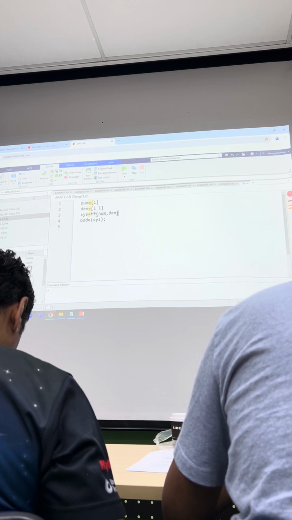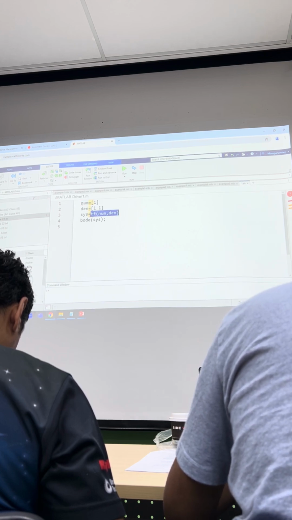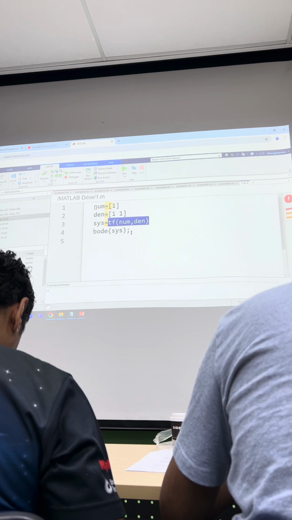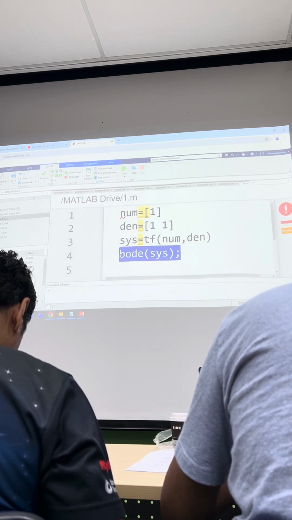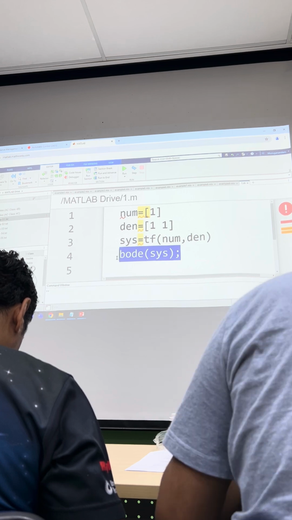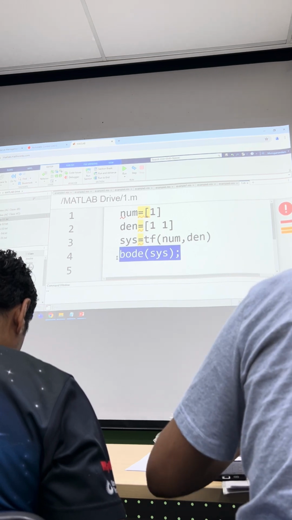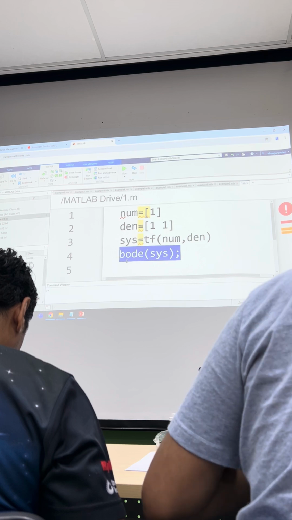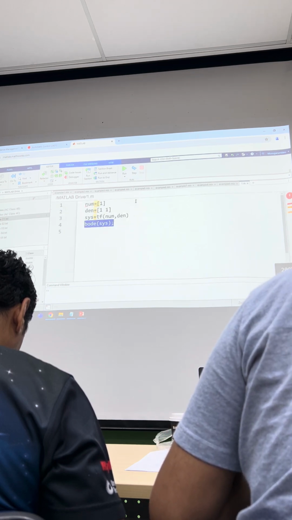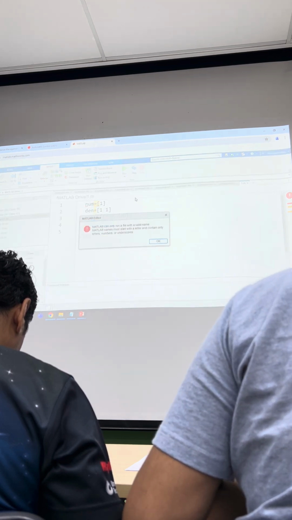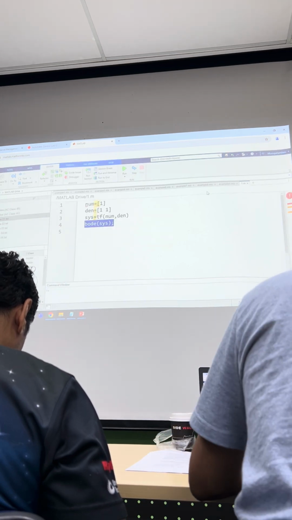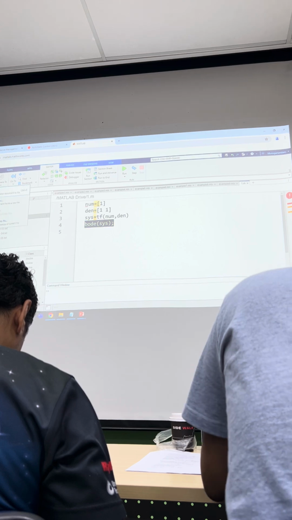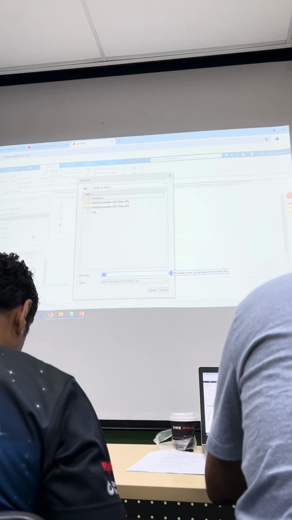Then you call the transfer function. Okay, once you get the transfer function, then it's very simple. Just one command only, BOD. BOD system. Obviously it will make the plot directly. Okay, so let it run. Oh, I need to save it. Cannot use just numeric.